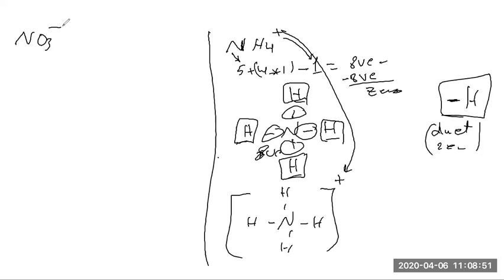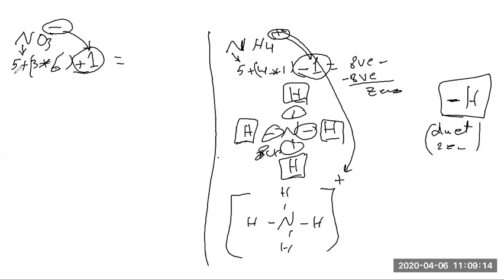Calculate the total valence electrons. Nitrogen, 5, plus 3 times 6 for oxygen, plus 1, because we have 1 negative charge. So look at here what we did. Here it was minus 1, here plus 1. Why? Because here it was positive, here negative charge. 5 plus 18 plus 1, 24 valence electrons.